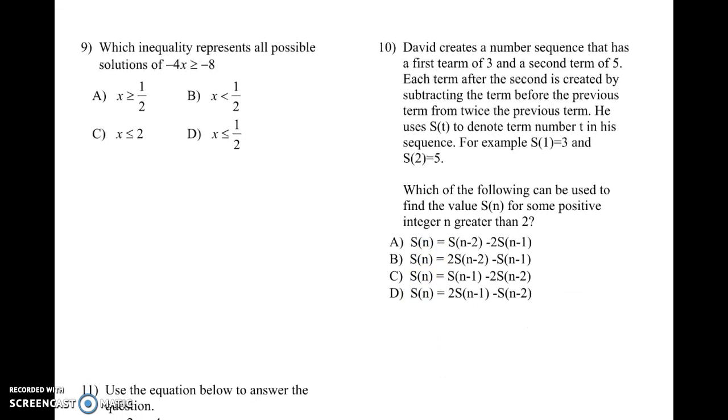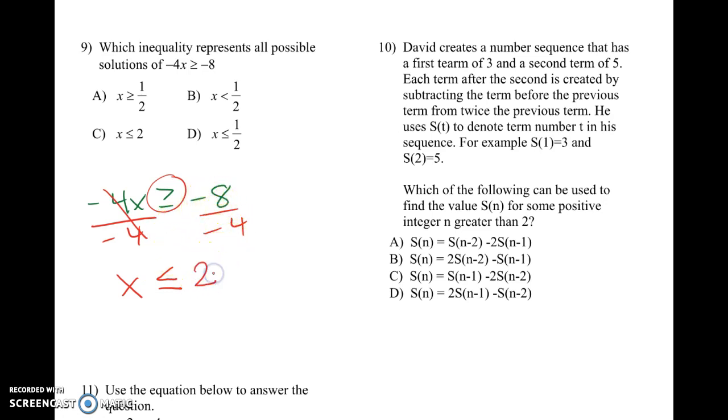Alright, number 9. Which inequality represents all possible solutions? I have -4x is greater than or equal to -8. If I divide by -4, now remember I'm dividing by a negative with an inequality. There's a special rule for that. So I have x is, and I have to flip my inequality sign, and -8 over -4 is 2. So the answer that matches up here should be C.